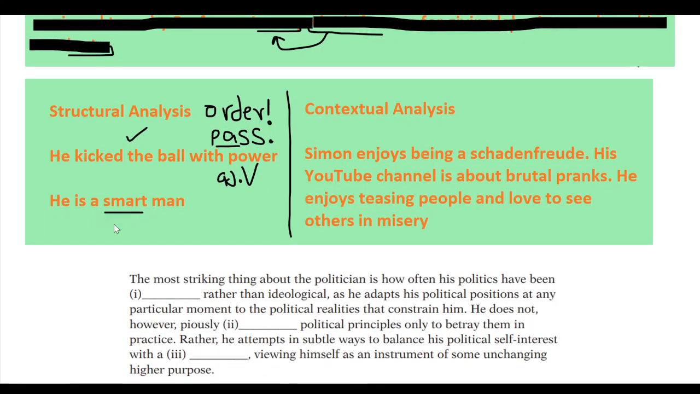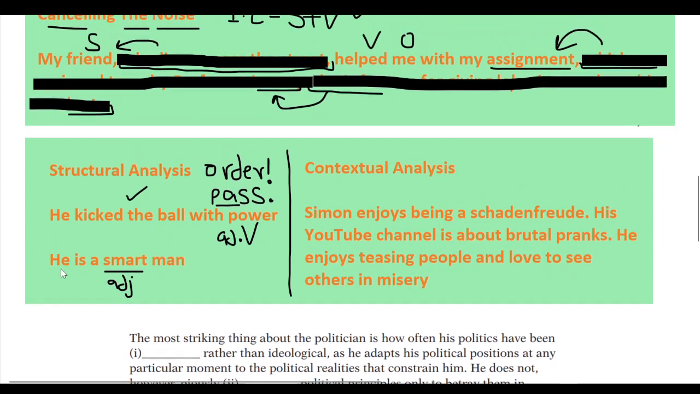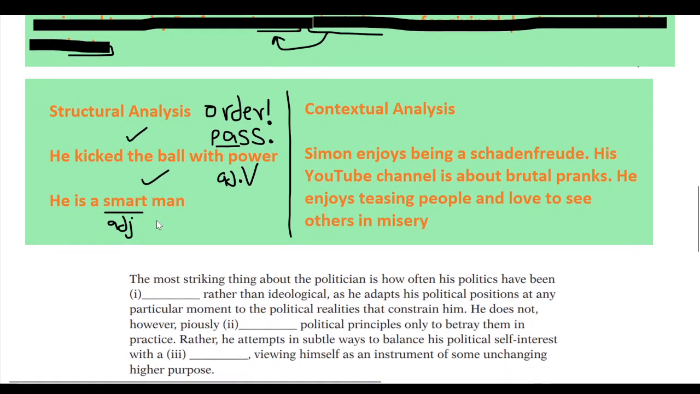Now, smart is basically an adjective, which is giving me information about the object, which is basically the man. I cannot say he is a man smart, or I cannot say smart he is a man. So this is kind of like an overview of how words appear in order to make sense. And if you disturb the order, then none of the things are going to make sense.